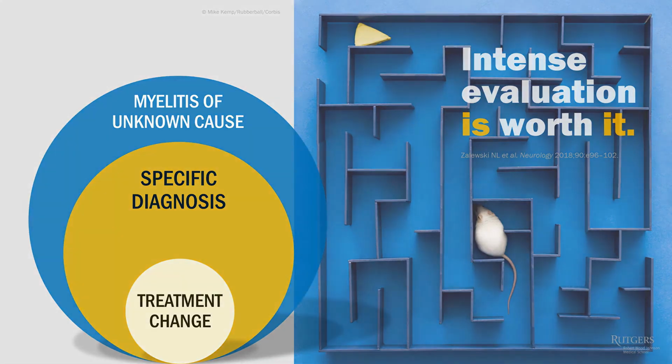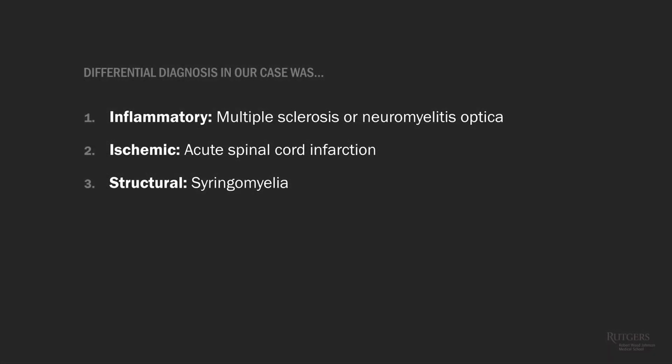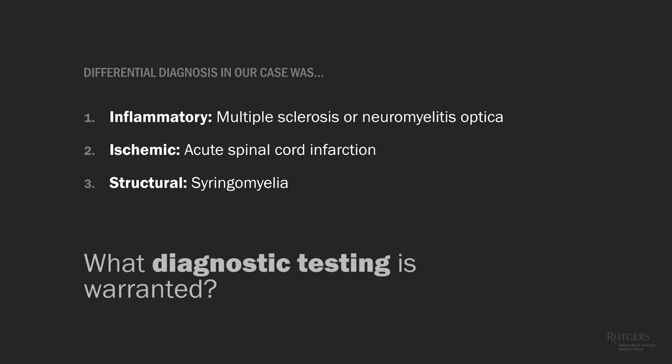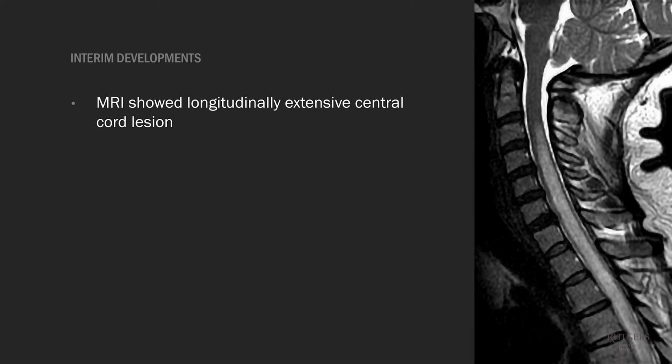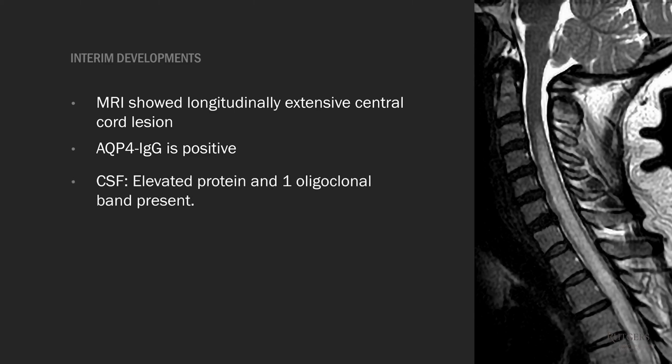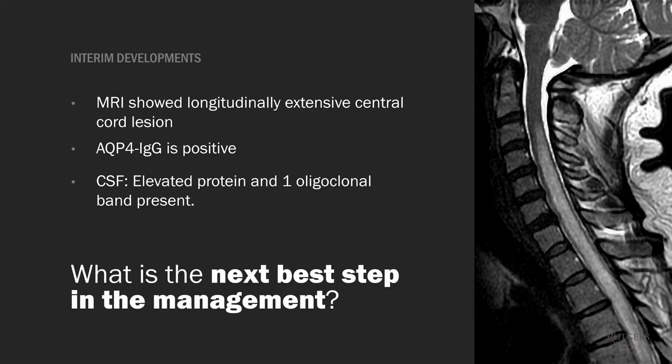Remember the differential for our patient? Multiple sclerosis, neuromyelitis optica, acute spinal cord infarction, and syringomyelia. What diagnostic testing would you like to do? So MRI showed a longitudinal extensive central cord lesion. Aquaporin 4 IgG antibody is positive, and there's elevated CSF protein with one oligoclonal band. So the final diagnosis in this case is likely neuromyelitis optica. You surprised? Now the patient asks you about treatment options, and that brings us to the last section of the talk, review of treatments.